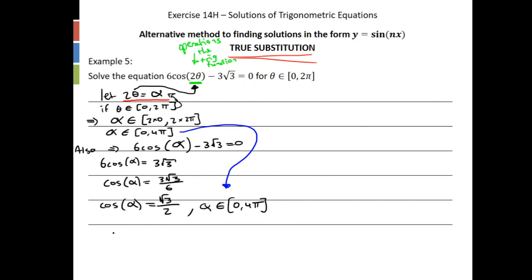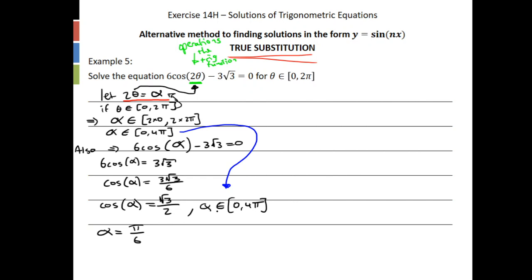So what are angles that make that work? Well, the most obvious one, the one that comes to mind is our one in the first quadrant. So alpha is equal to pi on 6, is that right? 30 degrees is root 3 on 2, yeah, is pi on 6.